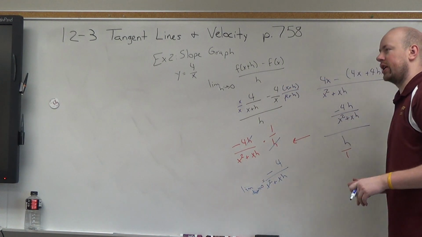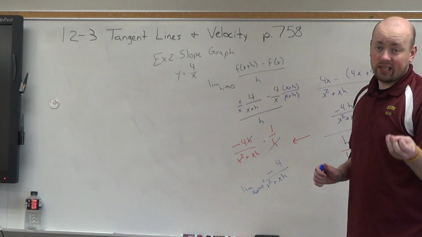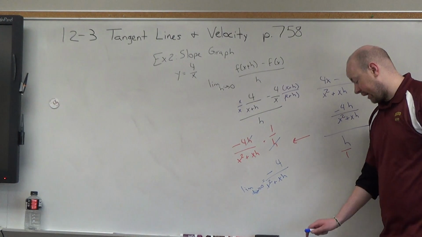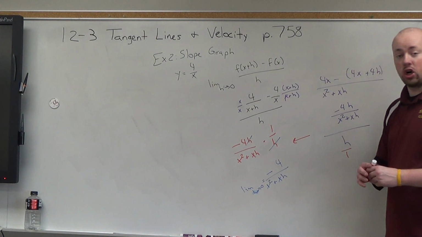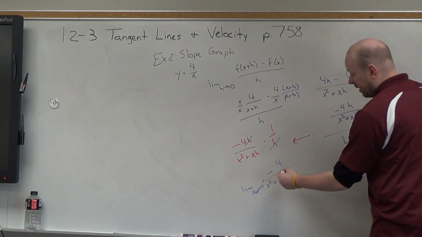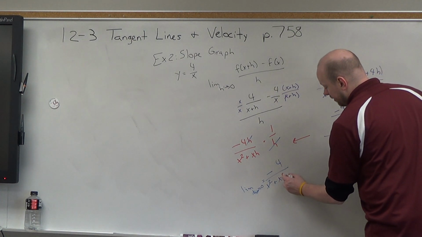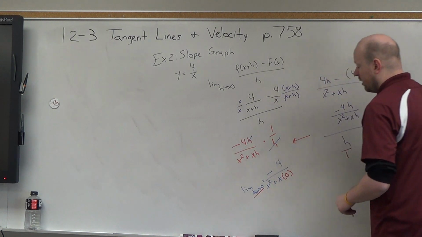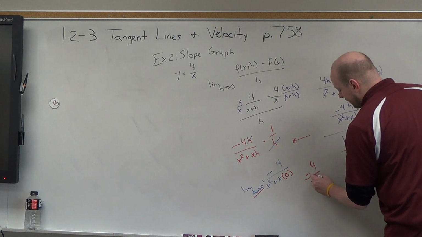My original concern is I couldn't just plug it in because it's a denominator, but I can just plug it in because it's not the only thing in my denominator. Right now, it's only affecting this term. So I can just plug it in. So I get x squared plus x times 0. So my slope would actually be negative 4 over x squared.